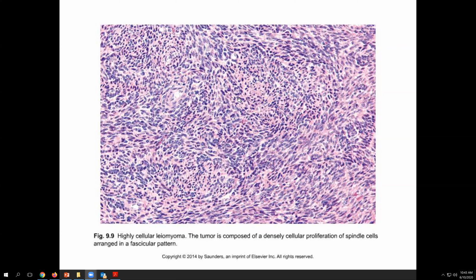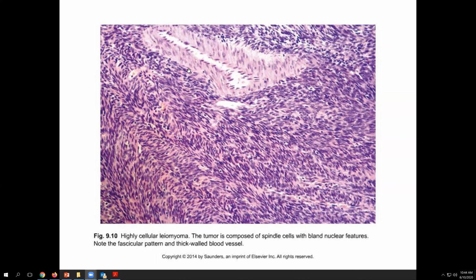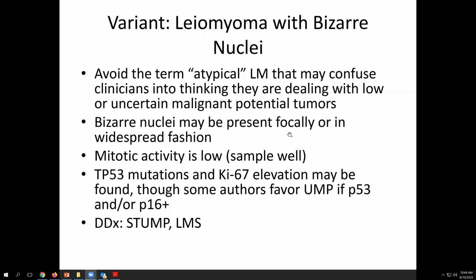Here's the higher magnification, again seeing this fascicular growth pattern, bands and strands of tumor running in different directions, and again more oval fusiform nuclei. Here's a larger vessel seen in one of these cellular leiomyomas, again with the spindle-shaped cells. This should not present too much of a problem to be confused with stromal sarcoma.